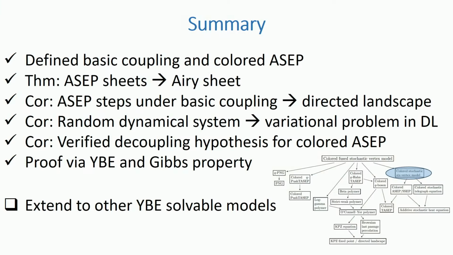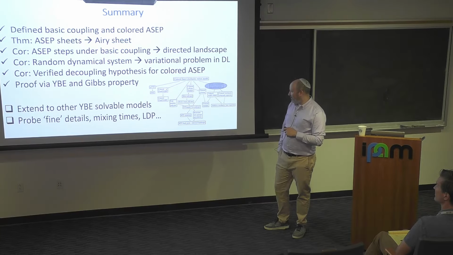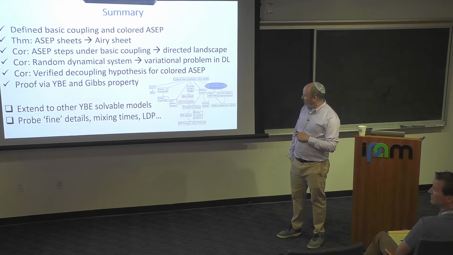Now, of course, the nice thing about this picture is that the methods should be applicable to the whole hierarchy of stochastic vertex models. Here I worked at this colored stochastic 6 vertex model. The RSK stuff kind of works in these models down here, these polymer models. There are, of course, many other models that are not drawn into this picture. And hopefully one can also use these structures to probe other fine details, mixing times, things of this sort.